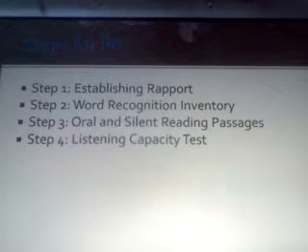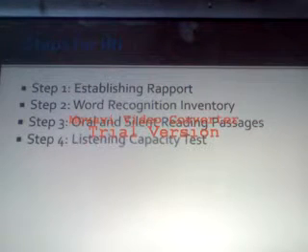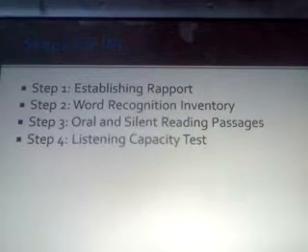Steps for the IRI. Step 1 is establishing rapport with your student. Step 2 is the word recognition inventory. Step 3, oral and silent reading passages. And Step 4, the listening capacity test.